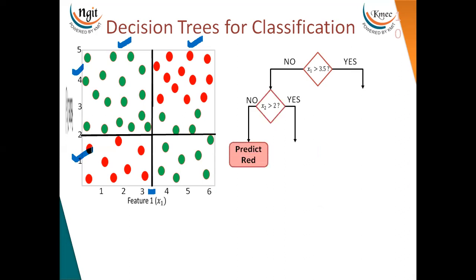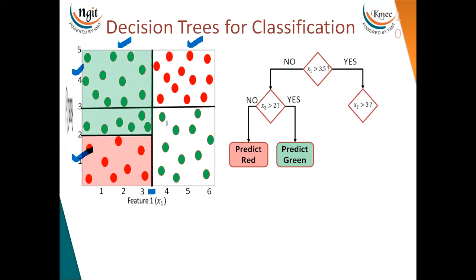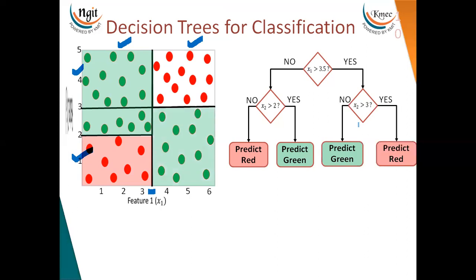So the same is the output: predict red or predict green based on your yes or no. Now, what about this part? These three regions are predicted correctly, but here we have a mixture of the data. Then one more condition I should apply here, and that is x2 is greater than 3. Means when x1 is greater than 3.5, I will check whether x2 is greater than 3. When x2 is greater than 3, I will predict it as red, otherwise it will be predicted as green.